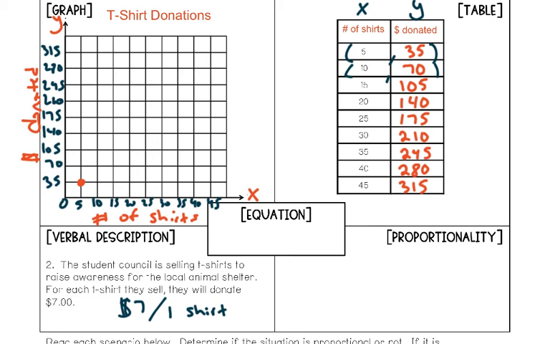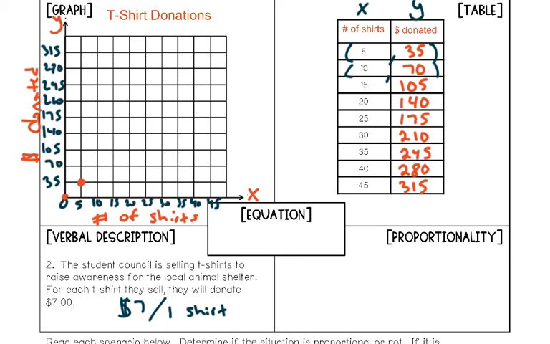So somebody was wondering, is there a point at 0, 0? It has to pass through the origin, so is there a point there? The answer is yes. It's proportional because this relationship starts at 0. When we haven't sold any shirts, we also haven't made any money. We've not gotten any donations. So you can put a point at 0, 0, but you don't have to. It's implied.